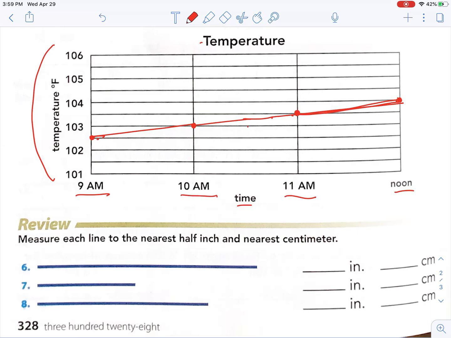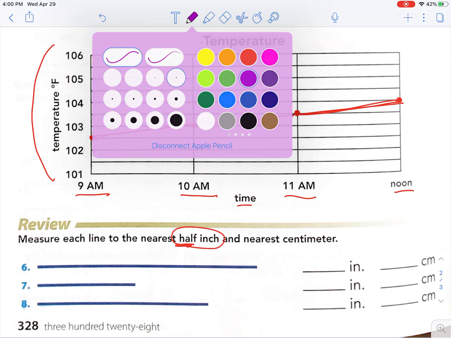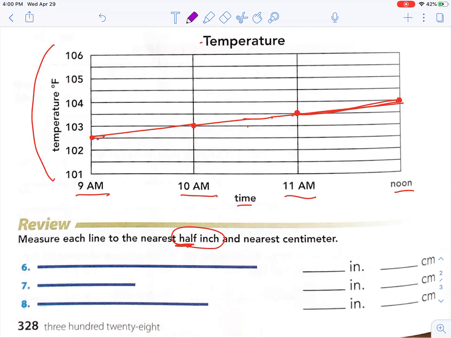Now, this one says measure each to the nearest half inch. Sorry, I missed a part. Not inch, half inch. So it'd be like 2, 2.5, 3, 3.5, 4, 4.5, 5, 5.5. And the nearest centimeter. So you need a two-sided ruler. Hopefully you have one with you because you did all your measuring at home when you did that packet. So hopefully you have a ruler with you. I am going to write in the answers, so you can pause this, go find a ruler, and then double check your work.